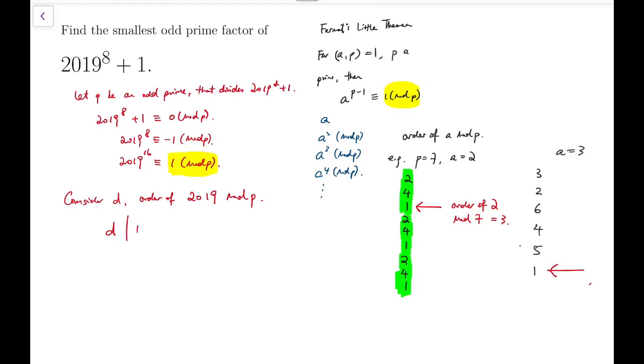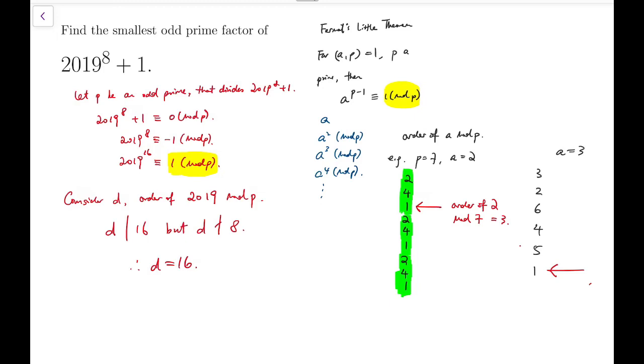We must have d dividing 16 with a similar argument, but d must not divide 8, because when we bring it to the power 8, we're just having minus 1 mod p but not 1. So definitely the order cannot be a factor of 8. But given that d divides 16, and 16 is a perfect power, a power of 2 to the power 4, then d must also be a power of 2, and at the same time it cannot be a factor of 8. So the only possibility that remains is that d equals 16. So we know that the order of 2019 mod p is 16.